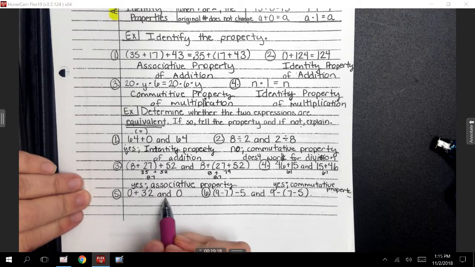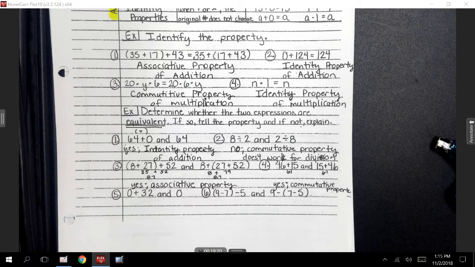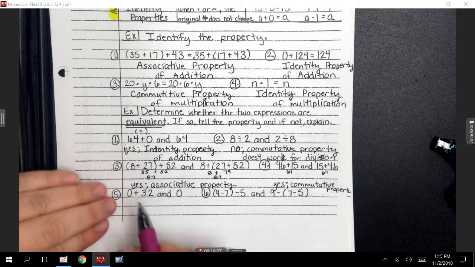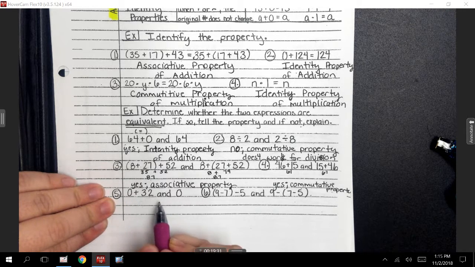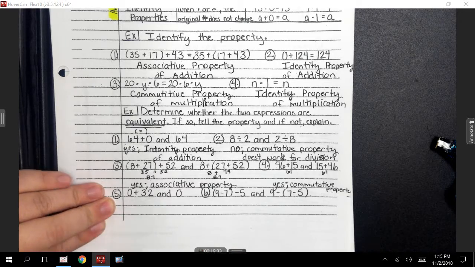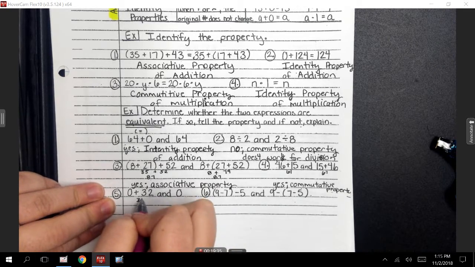All right, last one. 0 plus 32 and 0. Guys, I'm not going to lie. This one tricked me the first time I saw it. I was like, yep, that's true, because I was just looking at the zeros. Guys, 0 plus 32, what does that equal? 32, because your math teacher's a little goofy sometimes, okay? So 0 plus 32 is 32.